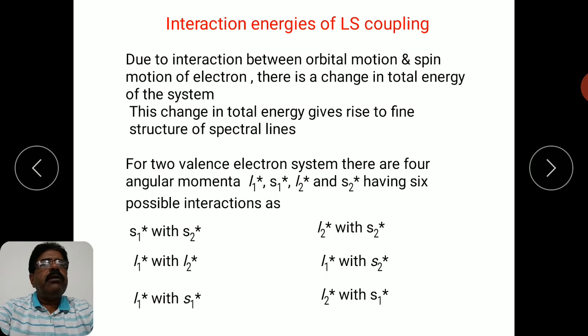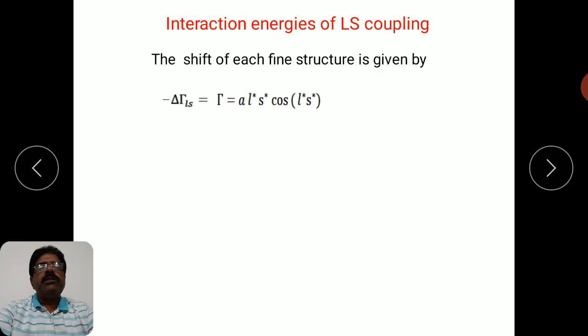These are possible in case of two valence electron system because of these four different angular momenta: two orbital momenta L1, L2, and two spin momenta S1, S2. So these are the six possible interactions. Now let us concentrate on these six possible interactions, discuss them, and try to define the interaction energies of LS coupling.